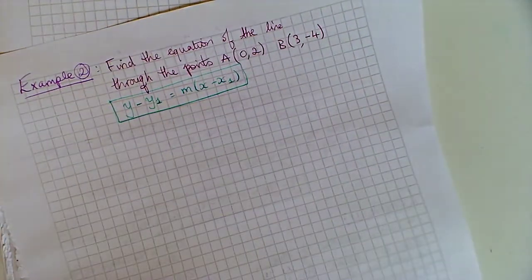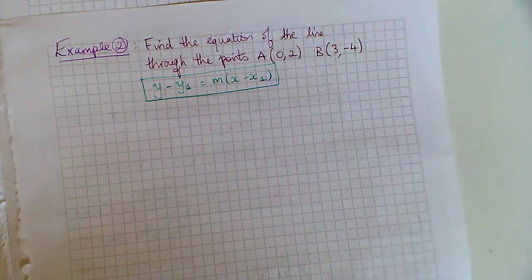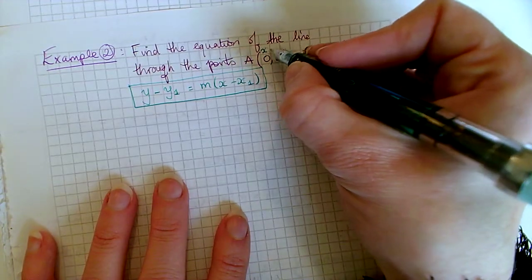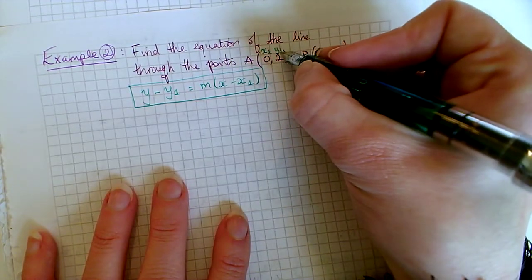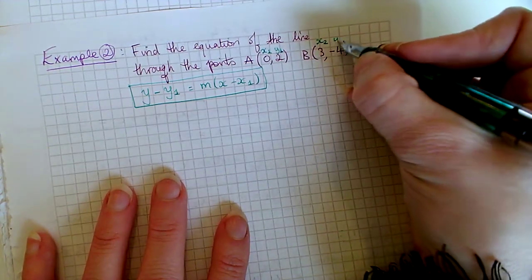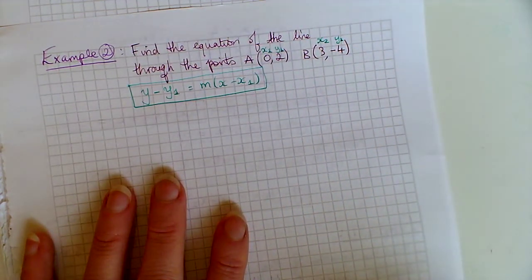Will you get marks for just writing down the formula? Not at higher level, you'll need to fill something in. Do we know the values to go in here? Well, we know x1, y1, so we know a point on the line. But my second point is x2, y2, and I don't know the slope.